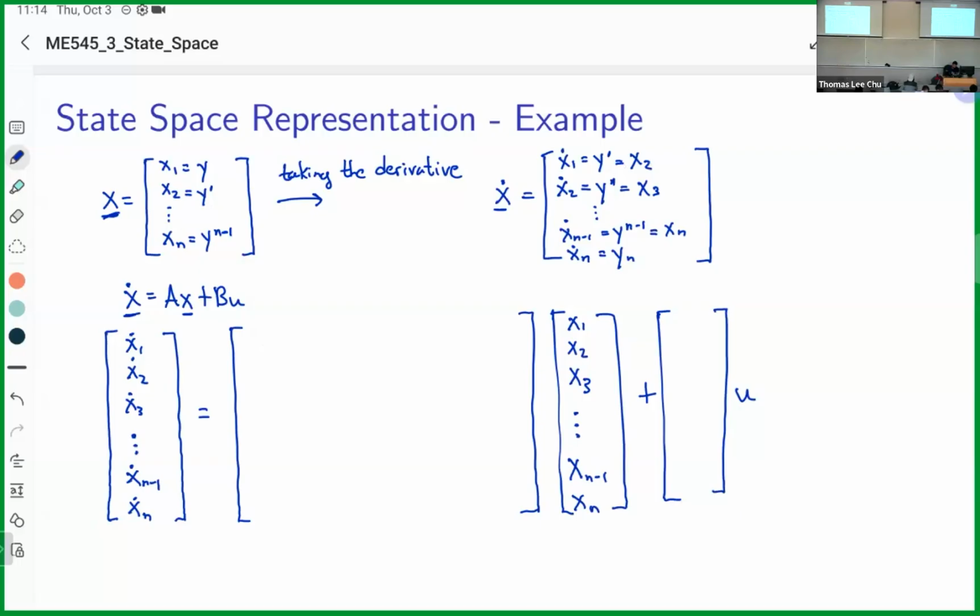X1 dot is equal to x2, so it's going to be 0, 1, 0, and zeros for the rest of the row. X2 dot is equal to x3, so it's 0, 0, 1, all the way down, and then zeros for the rest of the columns. So then we repeat this pattern. Basically, we have ones in the off diagonal, and the ones are going to be on this off diagonal ending here.